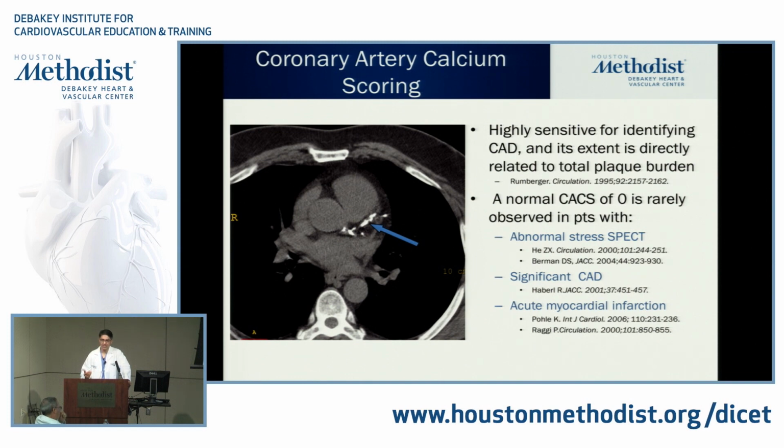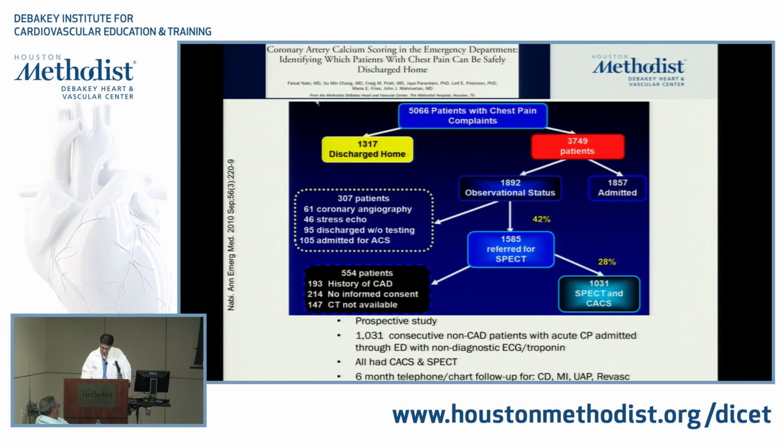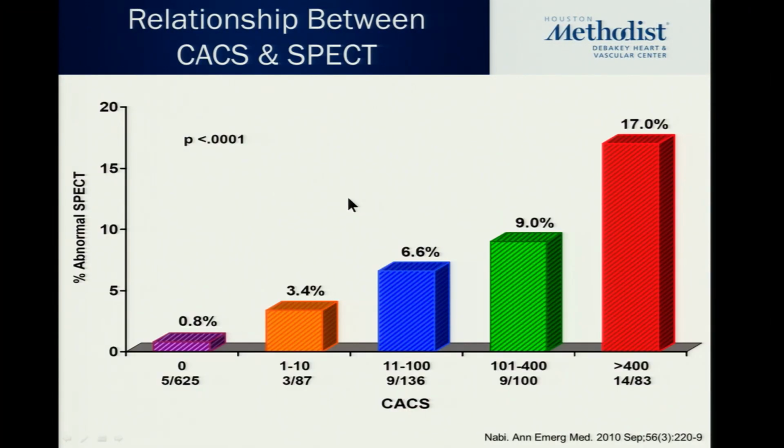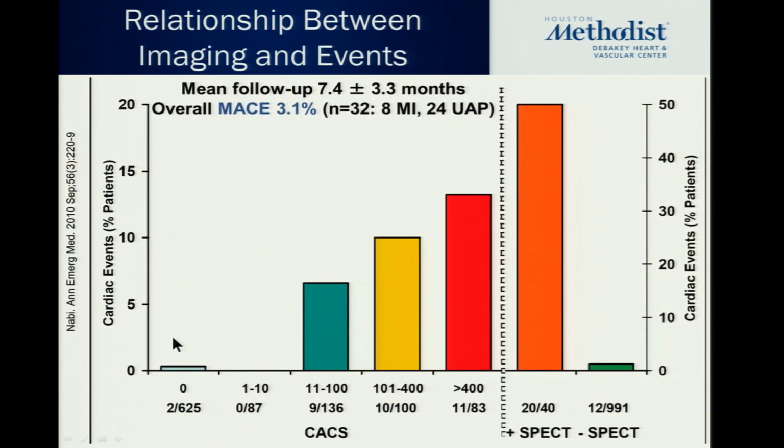So there's been a lot of thought. In the asymptomatic patients, we know calcium scores have excellent prognosis. They have very, very low risk of having coronary atherosclerosis, very, very low risk of having an abnormal SPECT. So people said, hey, how about in the acute setting? And believe it or not, we've done a lot of research in this area, and we can go over it at some other time. But basically, we showed in a very large cohort of patients that, if you had a calcium score of 0, you had less than 1% chance of having an abnormal SPECT. And not only that, you had only 2 out of 625 patients who had a cardiac event.